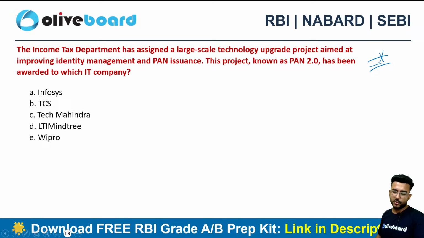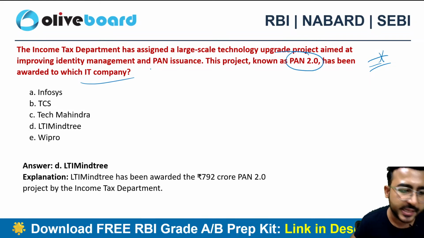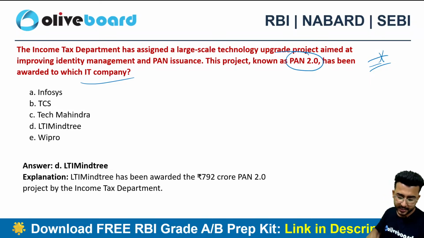This project is also known as PAN 2.0. Now they can ask you two things: either the name of this project, which is PAN 2.0, or the name of the IT company. The IT company is LTI Mindtree, option D, right? Option D here is the correct choice.